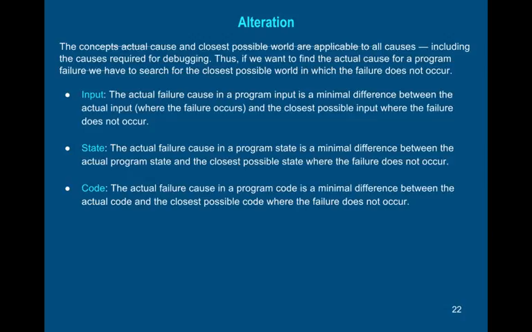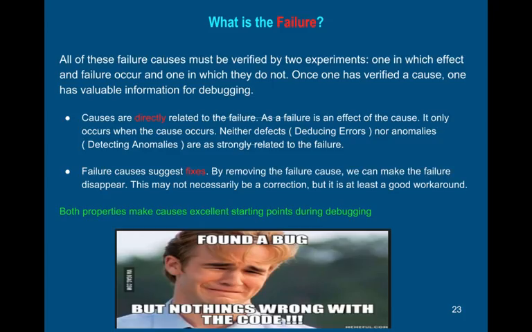And the code, which is the actual failure cause in a program code, is a minimal difference between the actual code and the closest possible code where the failure does not occur. That's why most companies and most programmers keep different versions of their software, so that they can always go back to the previous version and check the difference between the current version and the previous version, so that way they can detect the error in the code.